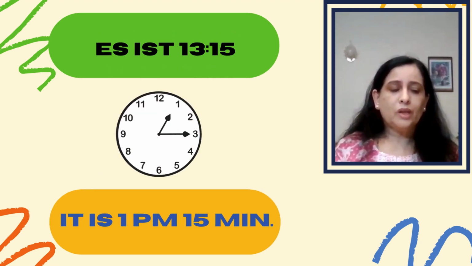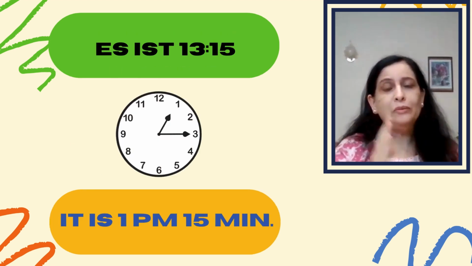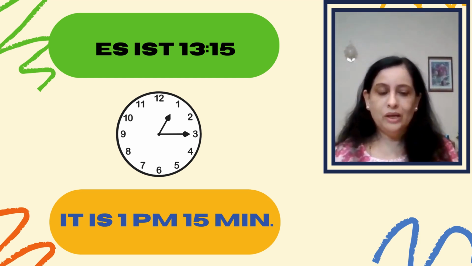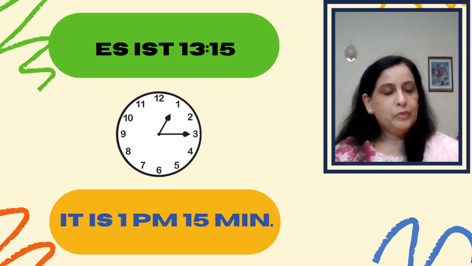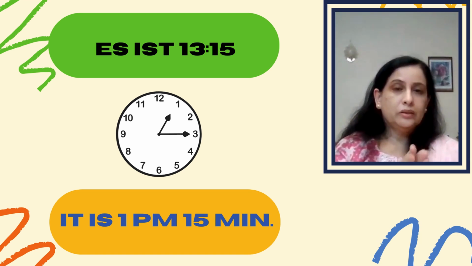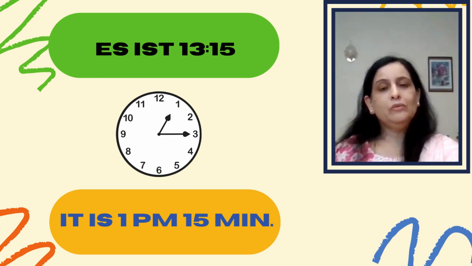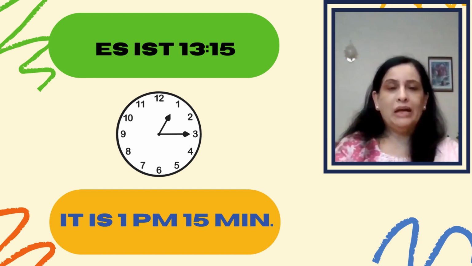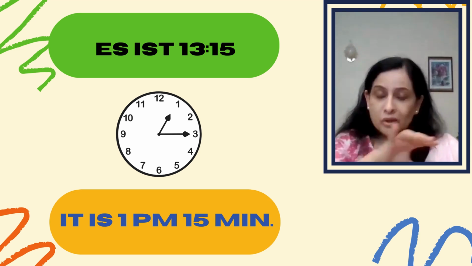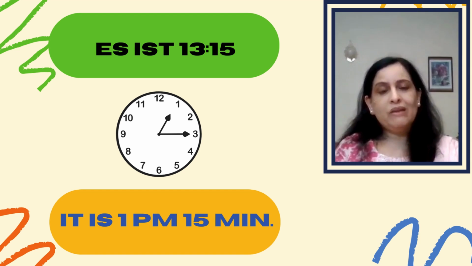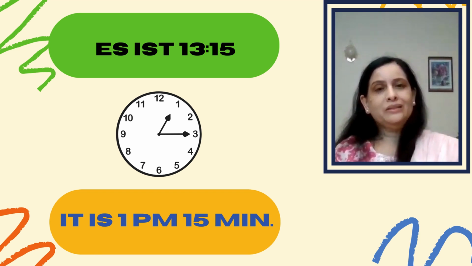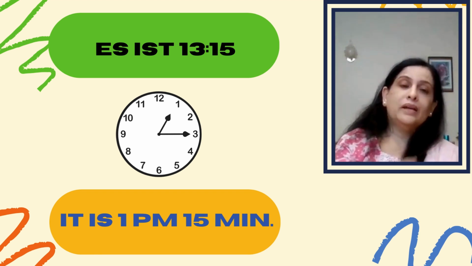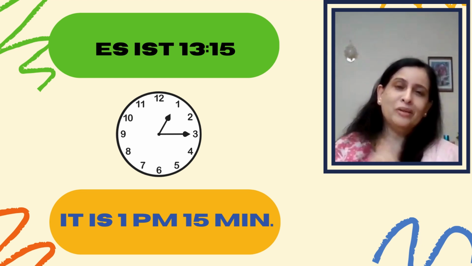Suppose it is 1:15 p.m. How will you say it in offizielle Zeit? It will be es ist 13 Uhr 15 Minuten, meaning 1 p.m. and 15 minutes. It will go like this because we have to follow the 24-hour clock. This is the major difference. Otherwise, till 12, it is the same.